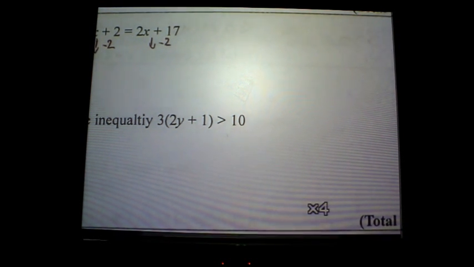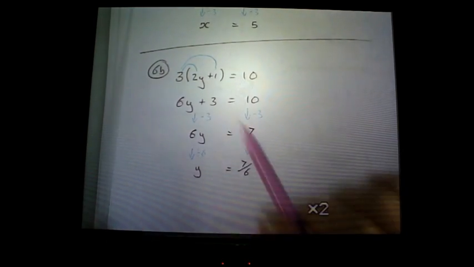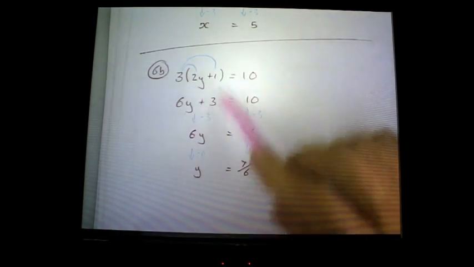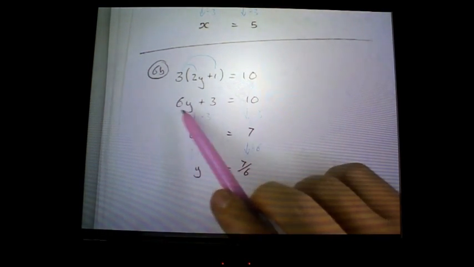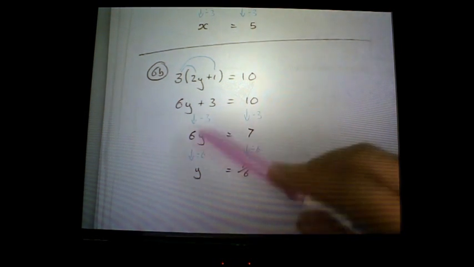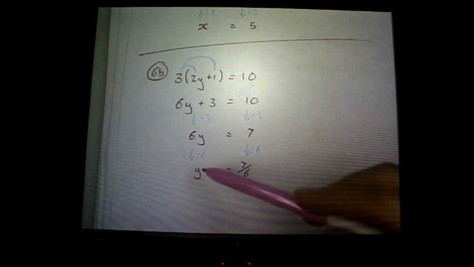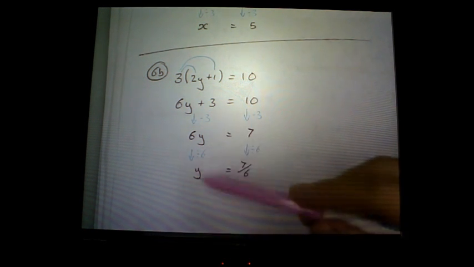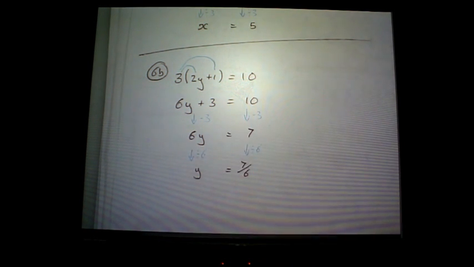I just replace that with an equals sign, and then we'll put it back at the end. Here we go. So this is what I've done. I've multiplied, put the equal sign in, multiplied the brackets out. So it's 6y add 3 equals 10, take 3 off both sides, 6y equals 7. Divide both sides by 6, so y is equal to 7 over 6.